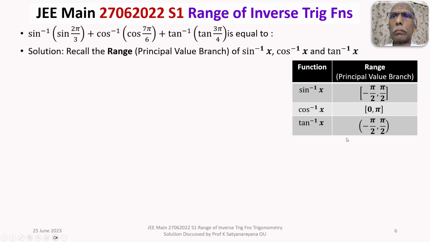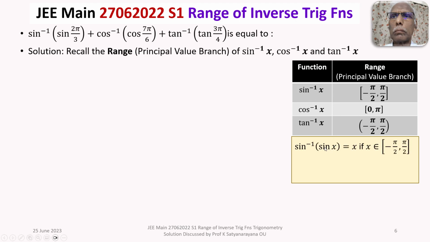In other words, sine inverse of sine x will be precisely x, when x belongs to the principal value branch, namely the closed interval minus pi by 2 to plus pi by 2. And cos inverse of cos x will be x if x belongs to the principal value branch, namely the closed interval 0 to pi. Tan inverse of tan of x will be x if x belongs to the open interval minus pi by 2 to plus pi by 2.